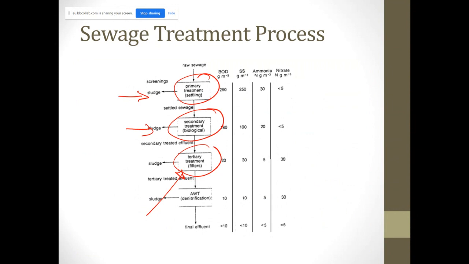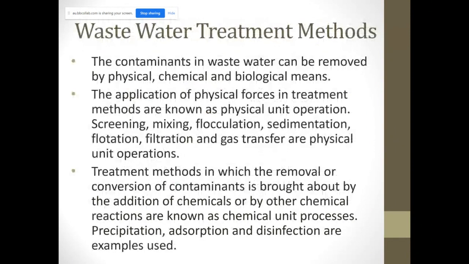That means that at the end, after the sewage passes through the system, the water can be reused, but not for drinking, for cleansing, washing, or whatever. So the quality of the water is much better than what you expect. This is about sewage treatment.